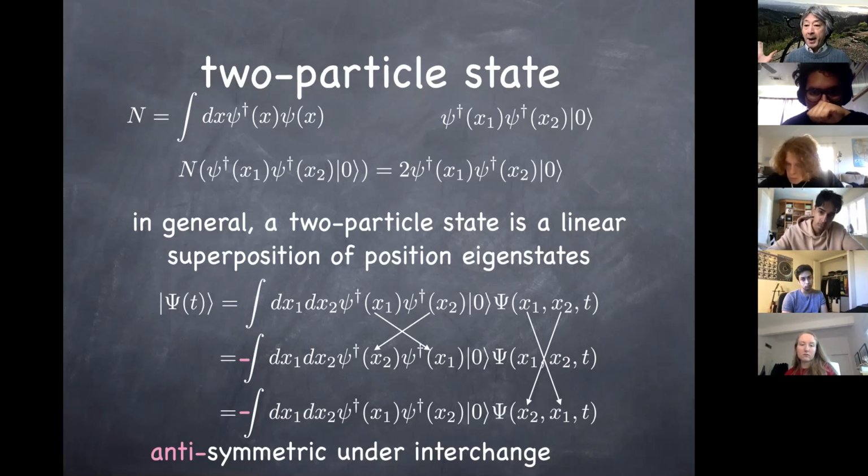Now, everything is automatic. You don't need to impose anything. QFT from the beginning knows the state has to be either totally symmetric or totally antisymmetric. So that's the idea of this fermion quantum field theory.